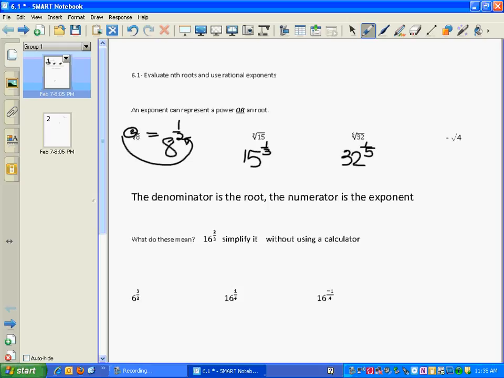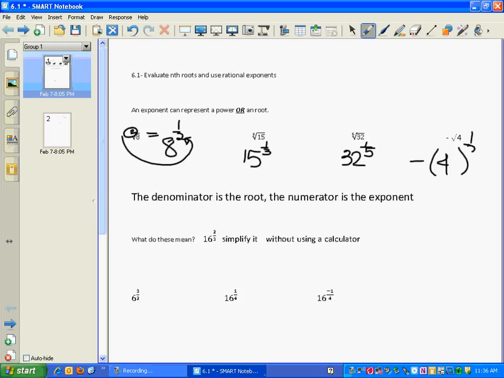Okay. Now on this one, notice the negative sign. It's not inside with the root, it's outside, correct? So the negative sign is not part of your being raised to a power. So I'm going to write this as negative parentheses. Now, what exponent am I going to write on the 4 if I have it as the square root?